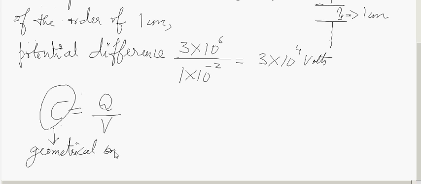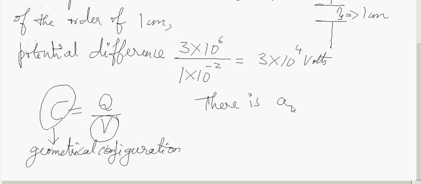Let me write here. 1 microfarad is 1 into 10 to the power minus 6 farad. 1 nanofarad is 1 into 10 to the power minus 9 farad. 1 picofarad is 1 into 10 to the power minus 12 farad. We may use a 1 microfarad capacitor, or a 100 microfarad one. So the most used units for a capacitor are microfarad, nanofarad, and picofarad.